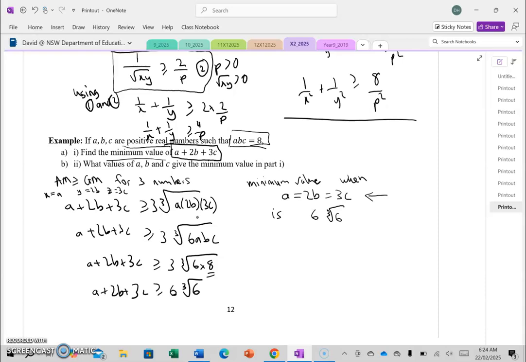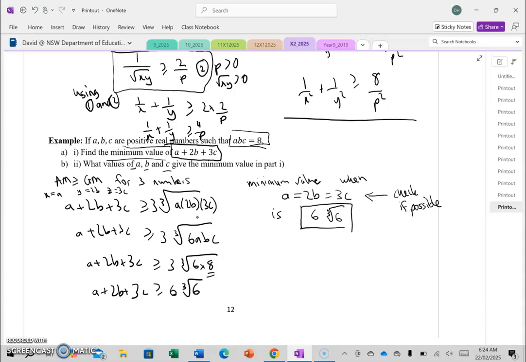Now, sometimes it's important to check. We should probably check: is it possible? Check if possible, and I think part 2 actually gets us to work out the values of a and b and c that give the minimum. But it's good to check because sometimes this condition here is not possible, and therefore the minimum won't be this; it'll be something higher. So the answer for part 1 is 6 cube root 6, but let's see if we can find an a, b, and c.